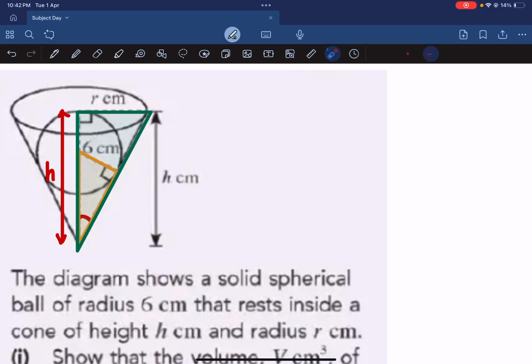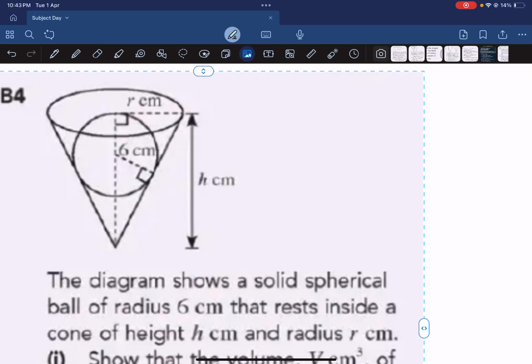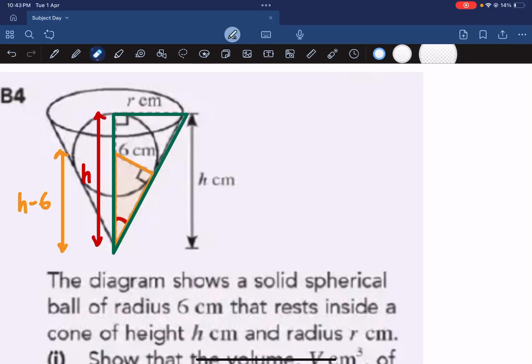But how do I find out the lengths of these triangles? Since the radius of this circle is 6 cm, this is the center of the circle, which means this distance here is 6 cm. Therefore, for this orange triangle, this length here is simply h minus 6. So if I were to compare from here, by similar triangles, maybe I can highlight. Let me erase this so you can see.